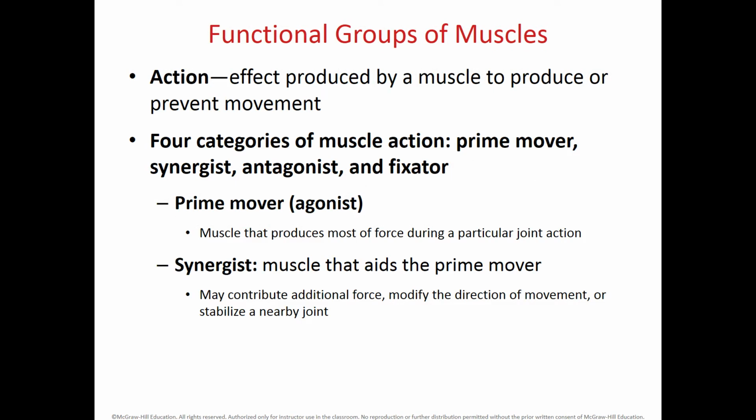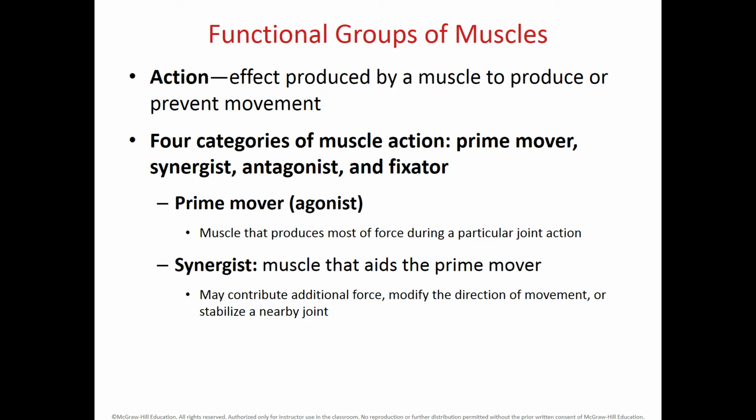Now, according to action, the muscles can be classified as prime movers for the muscle that produces most of the force during a particular joint action. For instance, in flexion of the elbow, the prime mover will be the brachialis. Or in the flexion of the forearm against the arm, this will be the biceps brachii. That will be the prime mover or agonist.